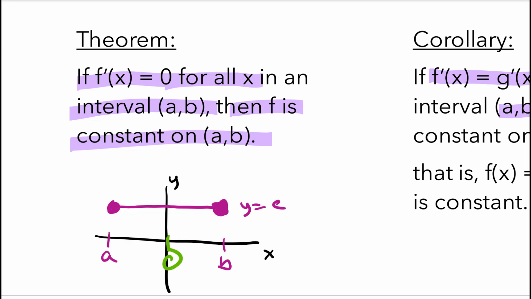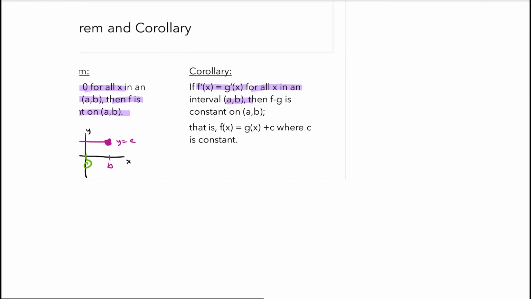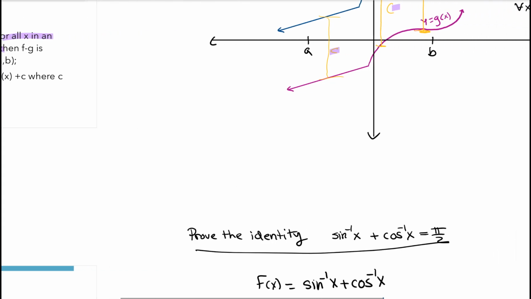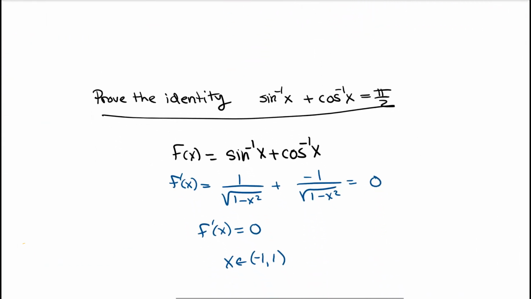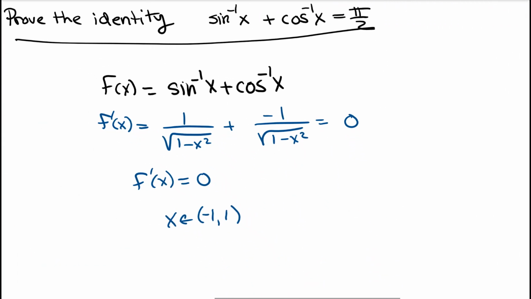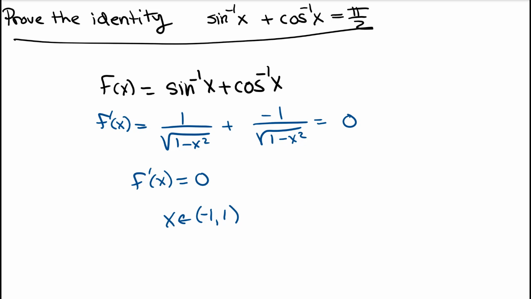Plug it in and see what pops out. That will prove, because we've already shown by our theorem that if the derivative is equal to 0 on some open interval, then f of x must equal some sort of constant. Well, let's show that that c is equal to pi over 2.